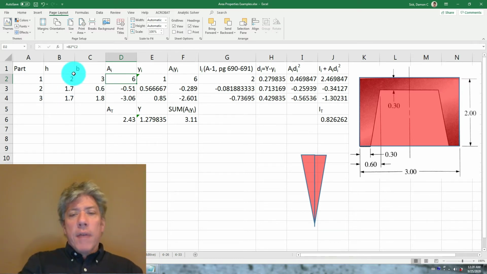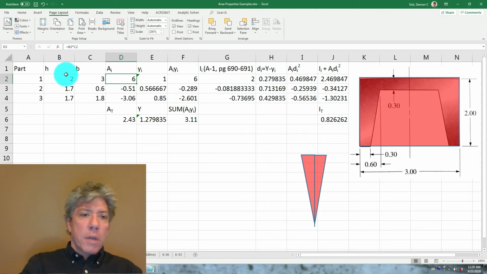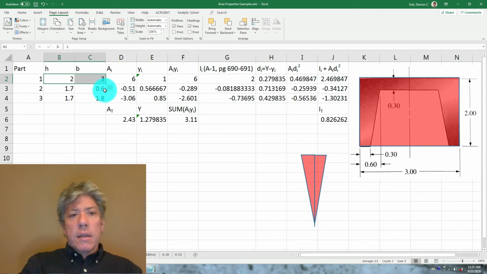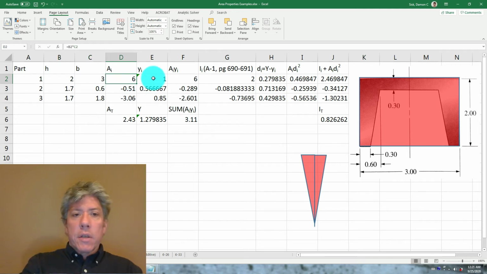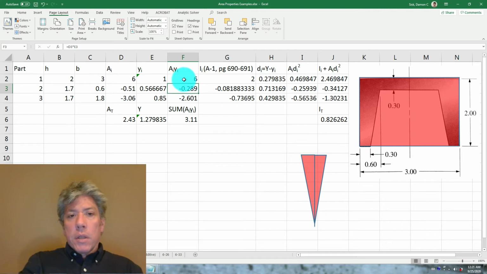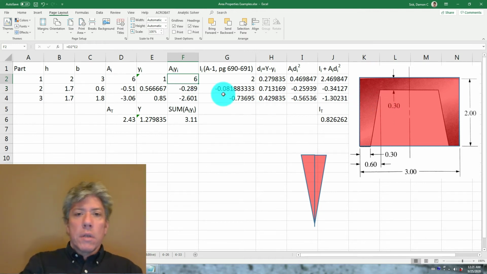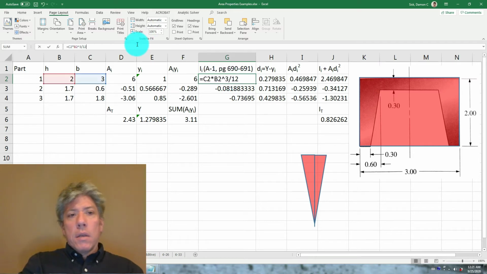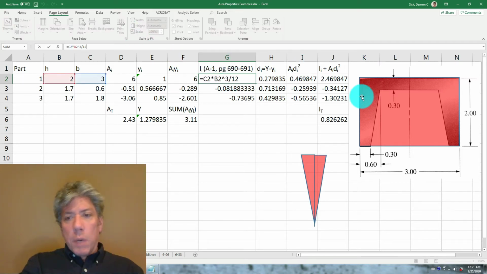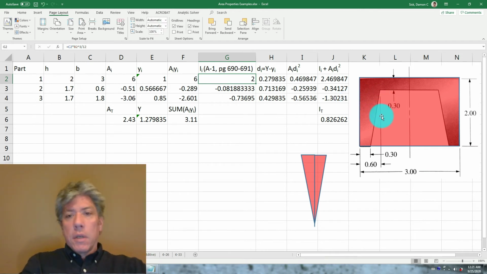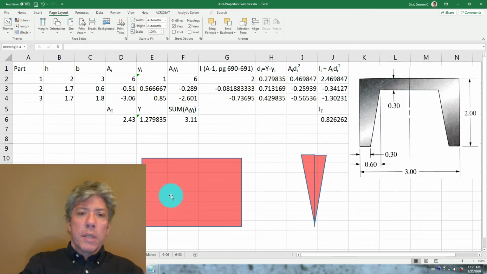Notice I've inserted a couple of columns here so I could have height and base dimensions and then calculate the areas. Then the location of the centroid of that overall area is just 1 inch up, and there's the AiYi for that rectangle. That's easy enough. The second moment of the area for the rectangle is right there, and you've seen it so many times by now you're probably used to it.